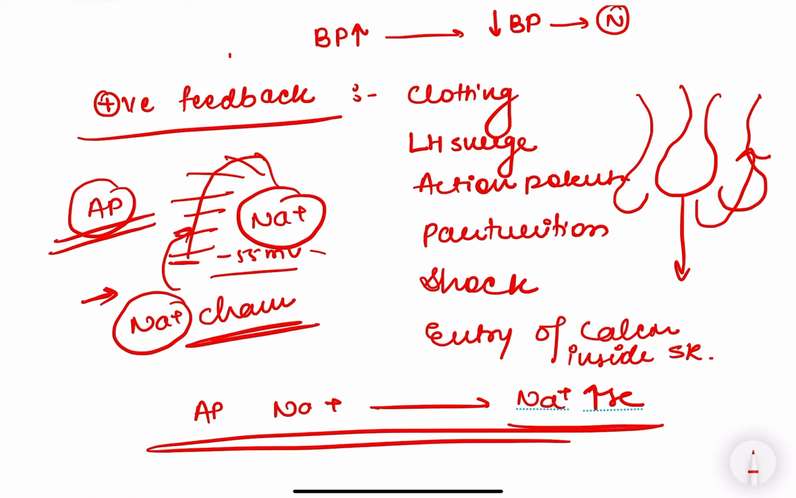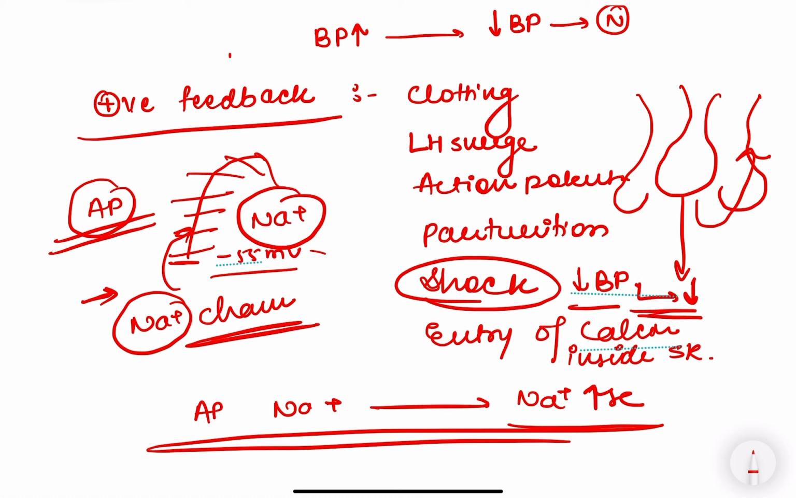And positive feedback is not always beneficial, because you can see an example, that is shock. When the BP is decreased in shock, that means the blood supply to the heart will also decrease, and if the blood supply to the heart decreases, then the heart will not contract efficiently, so the blood supply to the tissues will further decrease. So this is an example that positive feedback is not always beneficial.